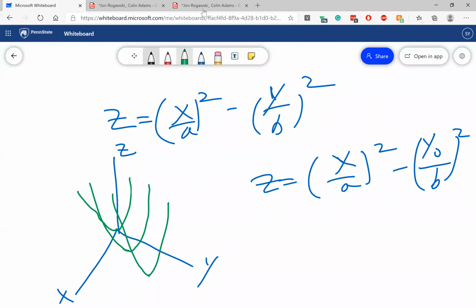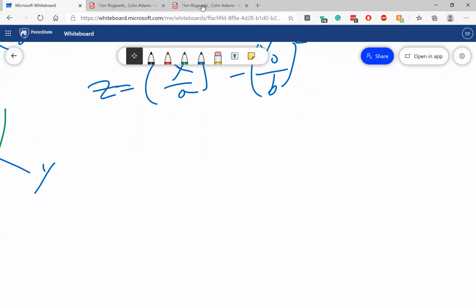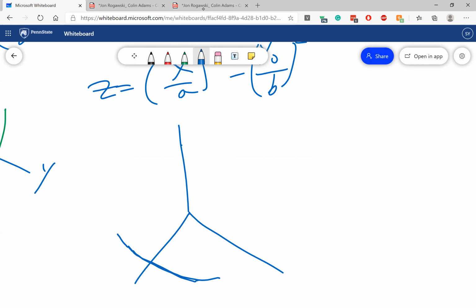Actually, it's better for me to try to draw the picture first. So this is going to be a horse saddle. It's going to end up looking like a horseshoe, and it will have a parabola. Okay, it's going to end up looking something like this.